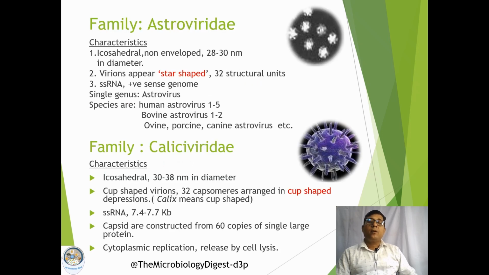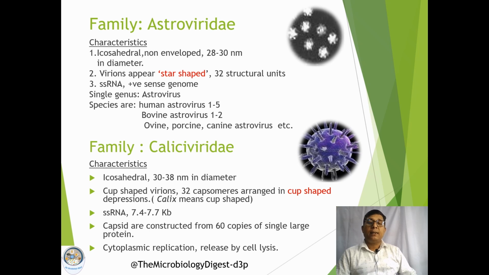Next family is the Astroviridae. This virus has icosahedral symmetry, non-enveloped, and the size is 20 to 30 nanometer. These virions, Astroviridae, appear star-shaped. You can see in the diagram, this resembles stars, having 32 structural units. Genome is single-stranded, positive sense, and it is classified into only one genus, that is Astrovirus, which includes astroviruses affecting human, bovine, ovine, and other species.